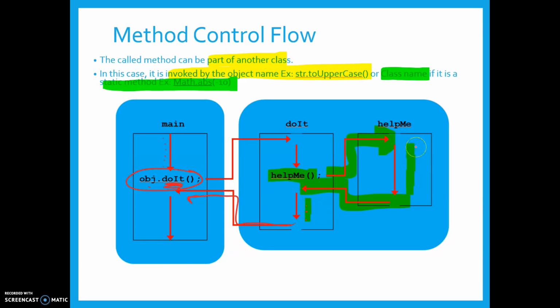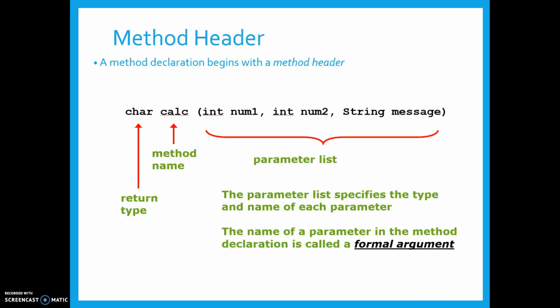Now, when we're working with methods, we have to understand how to define them, how to write them, and then how to use them. So let's first take a look at the method header. Now, our method header is what begins any method declaration. And there are several things that we are going to see here. First and foremost is the return type. Now, if a method returns nothing, then we would write void.